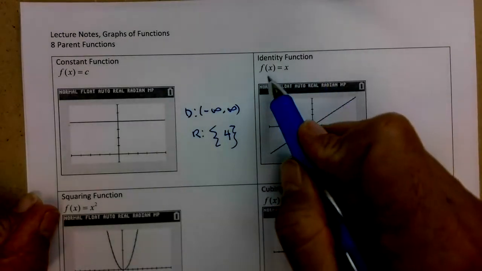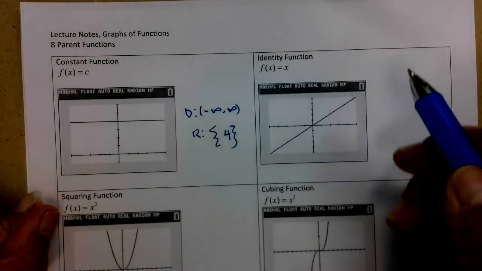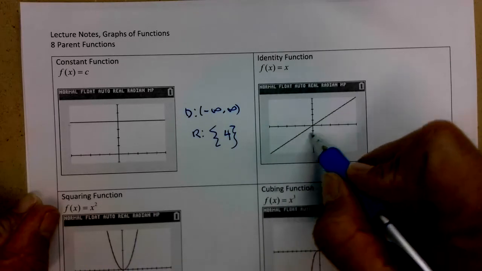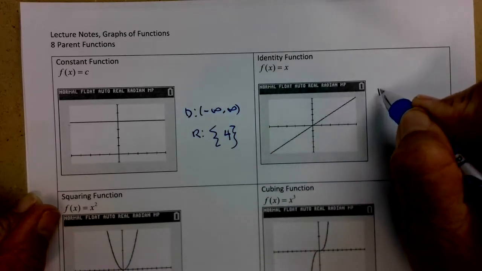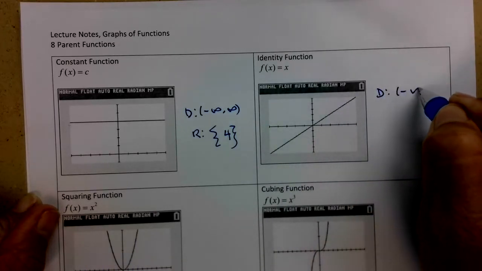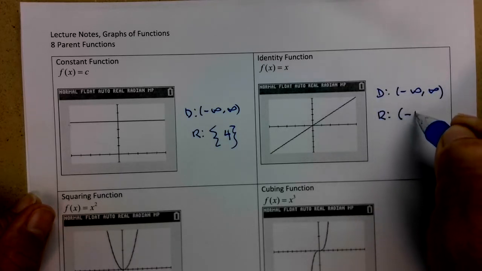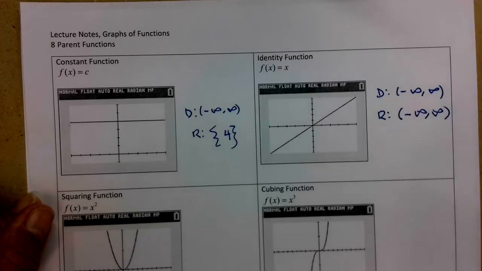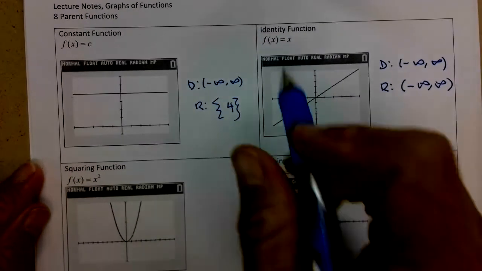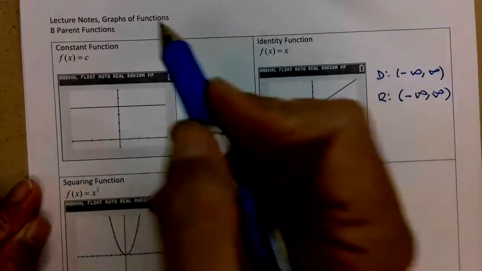The identity function is the diagonal line, y equals x, so f of x equals x. You can see it there. The domain, again, all real numbers, and you can see also the range, the set of y values, is also all real numbers. Okay, so if you can kind of recognize these.